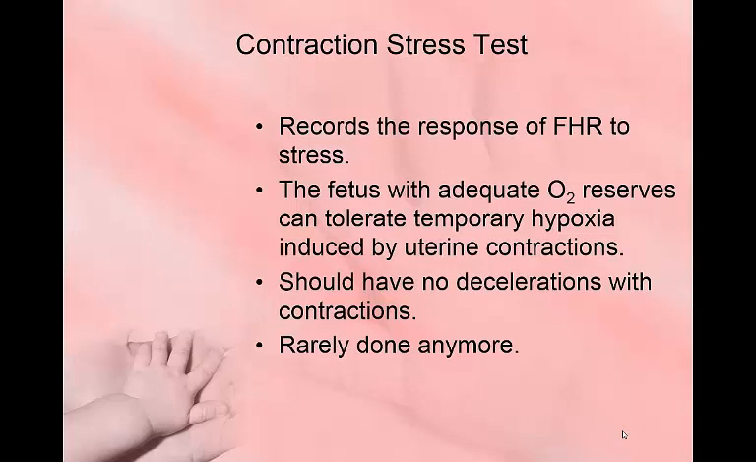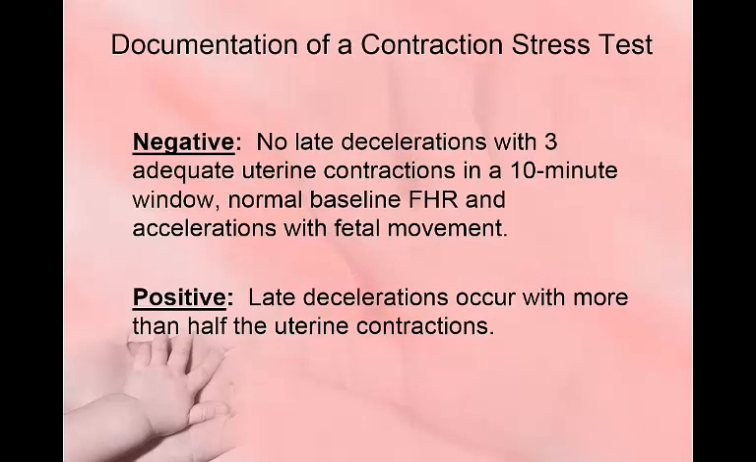So a fetus that has good oxygen reserves can tolerate the stress, or what we call the temporary hypoxia, that is induced by uterine contractions. So what we should see is the absence of fetal heart rate decelerations. So we're looking for a negative contraction stress test, meaning we don't see any late decelerations. We need to have at least 3 adequate, strong palpating uterine contractions in a 10-minute time frame. The fetal heart rate should have a normal baseline, and we should see fetal heart rate accelerations. So that's what we're looking for, a negative CST.